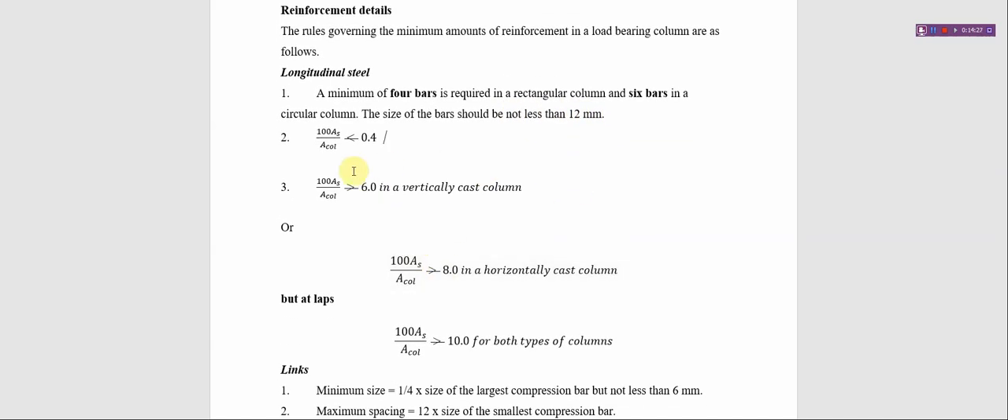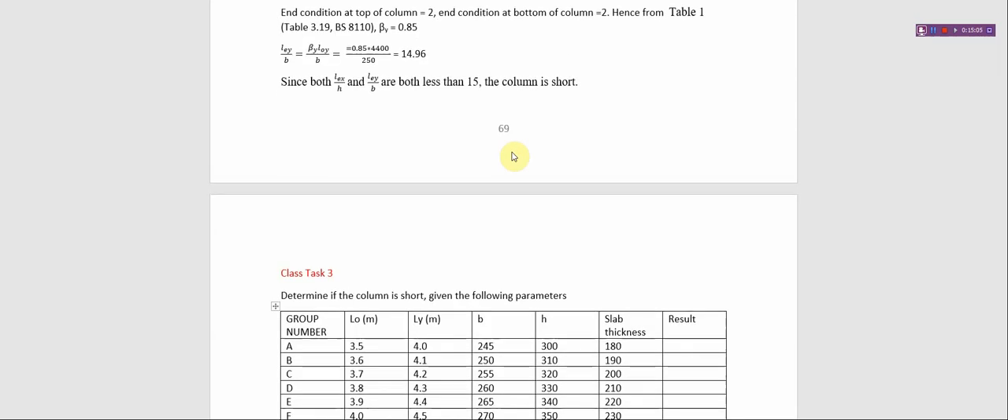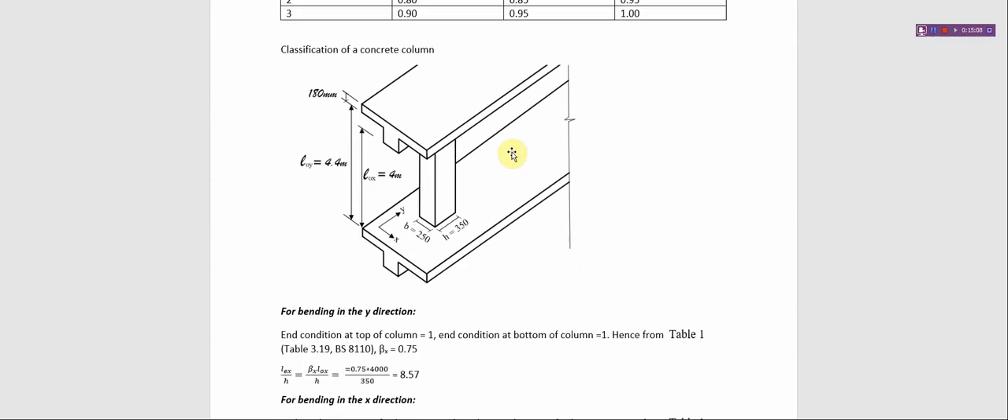It's very important, please. So now the area of, I think I've explained this one. The minimum area that is respected, 100 AS over Ac, should not be less than or equal to 0.4, and it shouldn't be greater than 6.0 in a vertically cast column and 8.0 in a horizontally cast column. When we have it vertically 6.0, horizontally we have it 8.0. Now, but at laps it shouldn't be greater than 10. Now, this 100 AS over Ac, this AS, as I told you, is the area of reinforcement, while this Ac is the area of concrete, or area of your column, area of your concrete column.